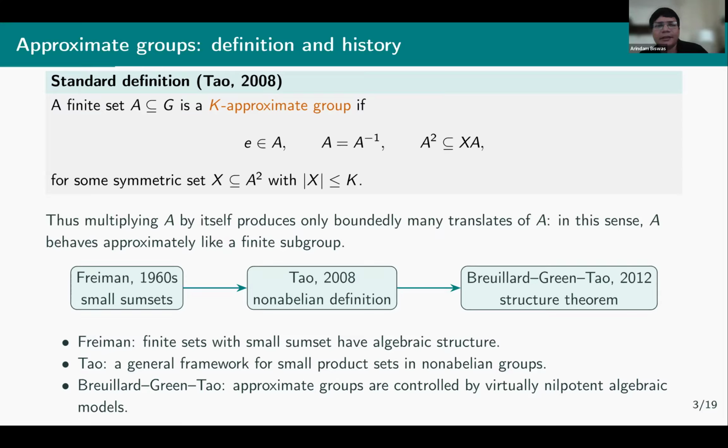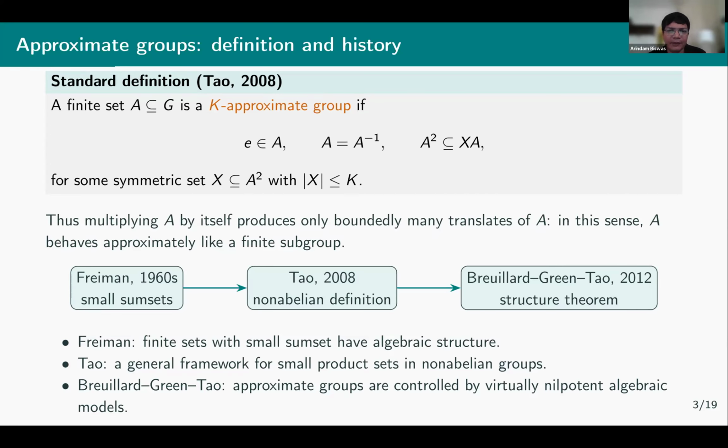So this theory becomes interesting when K is independent of A, because otherwise, if K is allowed to depend on the size of A, then any set becomes an approximate group. So why is it called an approximate group?